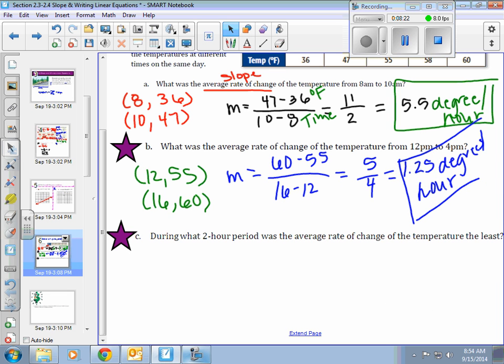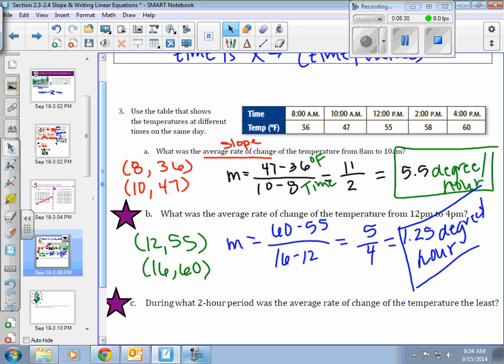During what 2-hour period was the average rate of change of the temperature the least? In order to do this, we can look at our table. From here to here, there were 2 hours in between. Once again, 2 hours in between here, 2 hours in between here, and between 2 to 4, there was also 2 hours. So the change in all of these is the same. Now we just need to figure out how many degrees it changed in each 2-hour period.